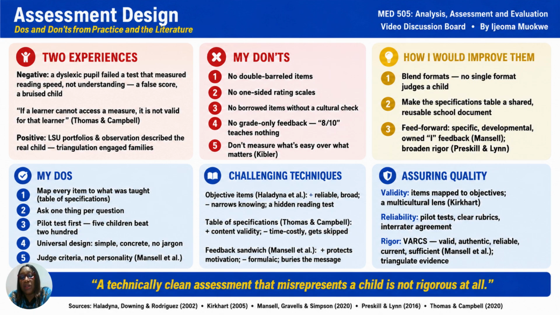Then rigor as well. For rigor, we move with valid, make sure that it's authentic, make sure that it's reliable, and when it comes to being authentic, make sure that we can actually verify that this is the person who took this test, and that the test scores are reliable, and that it's current, and that it's sufficient for us to ascertain the child's true learning condition or the learning progress that has been made. Yes, I'll end by saying that a technically clean assessment that misrepresents a child is not rigorous at all.